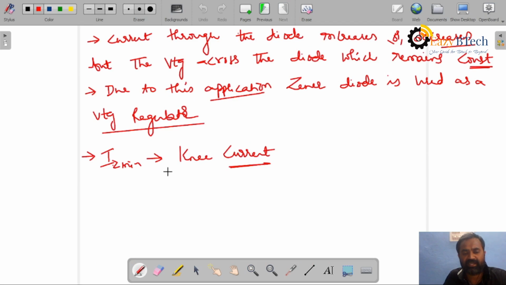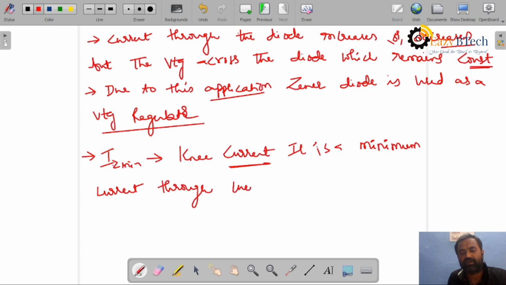Okay, IZ current is known as knee current. It is a minimum current through the diode. Okay students, this is about a Zener diode.